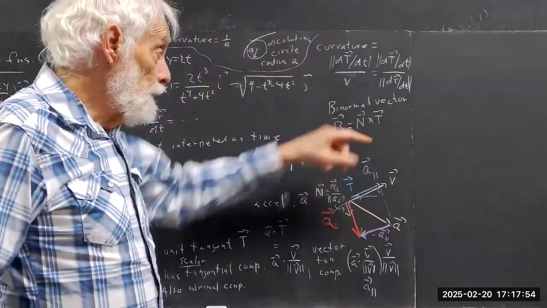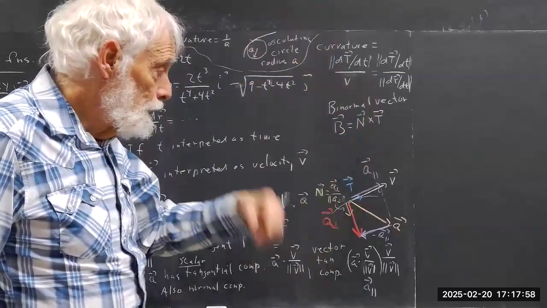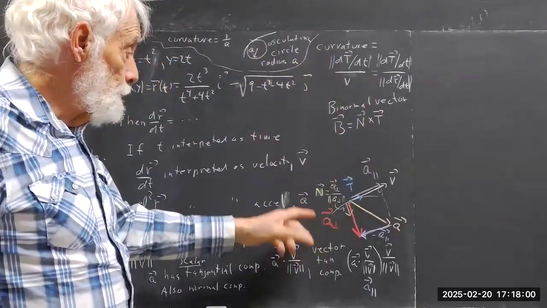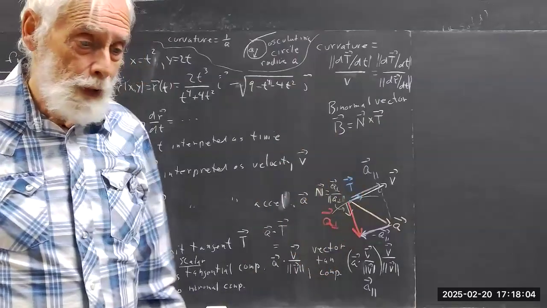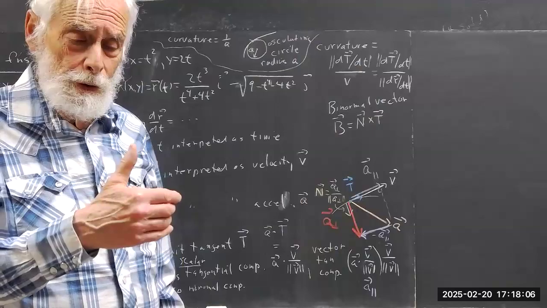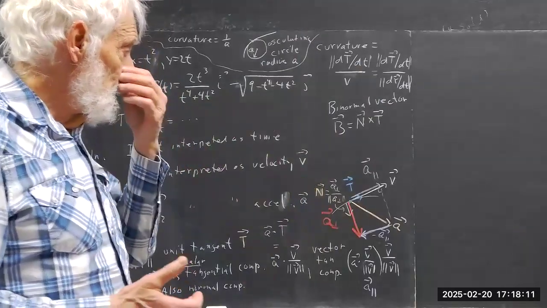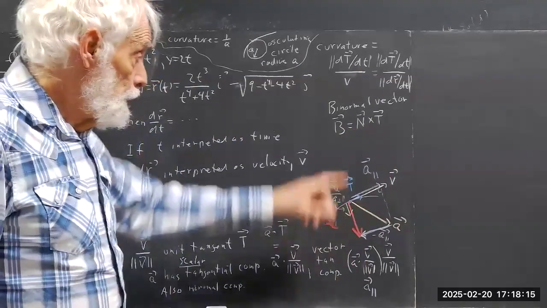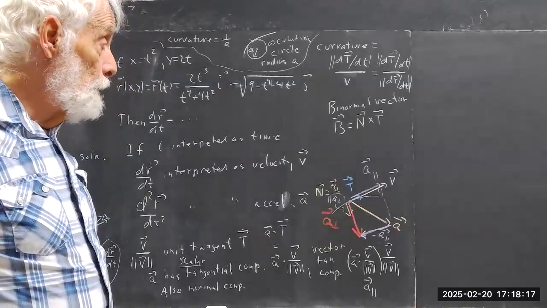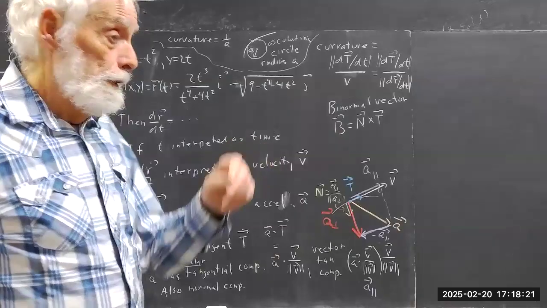That's called our binormal vector. Binormal is N cross T, okay? We just take the cross product of our normal and our unit tangent. We do the normal vector cross the tangent vector. That's what we're going to define to be our binormal vector. Okay, and it's kind of a neat idea.